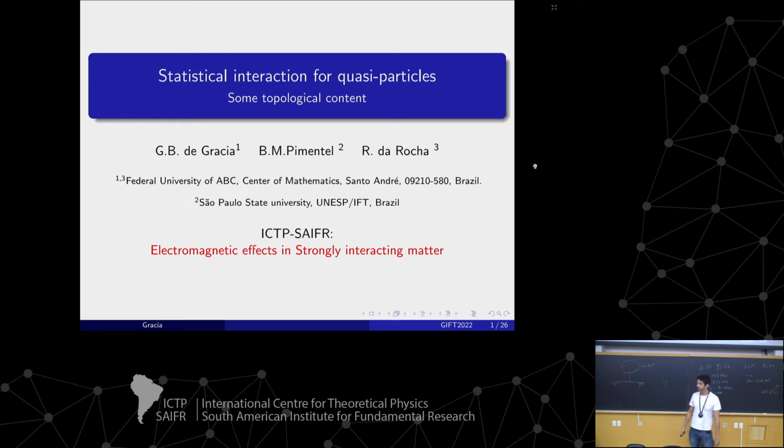With some simple but interesting ideas, okay? Today, I'm going to talk about statistical interaction for quasi-particles. Therefore, I need to define what quasi-particles are and what statistical interaction is. Let's go there.